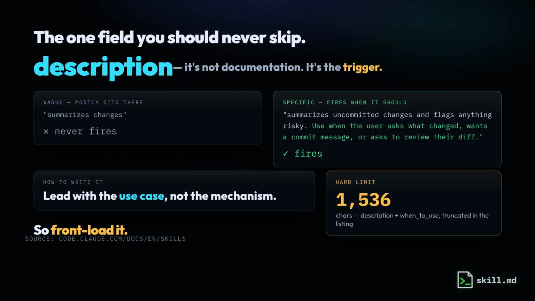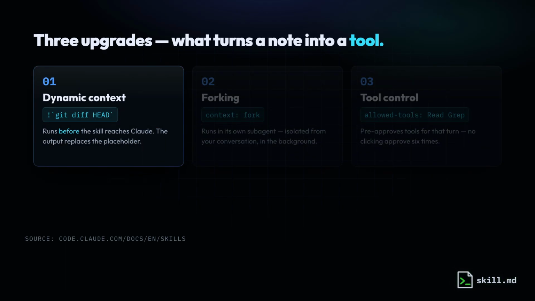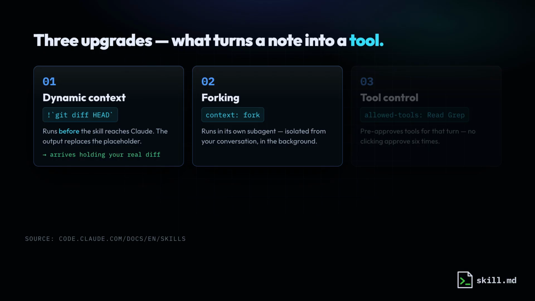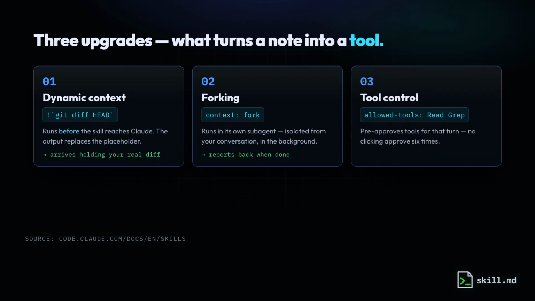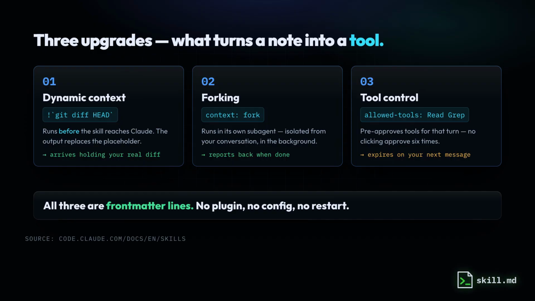Front load it. Three upgrades worth knowing, and they're what separate a note from a tool. 1. Dynamic context. Put an exclamation mark and a shell command in backticks, and that command runs before the skill is even sent to Claude. The output gets pasted in its place. So a skill can arrive already holding your actual git diff, not a request to go look at it. 2. Forking. Add context: fork, and the skill runs in its own subagent, isolated from your conversation, in the background, and reports back when it's done. 3. Tool control. Allowed tools pre-approves specific tools for that turn, so you're not clicking approve 6 times, and it expires as soon as you send your next message.